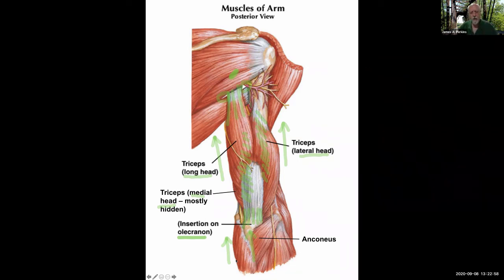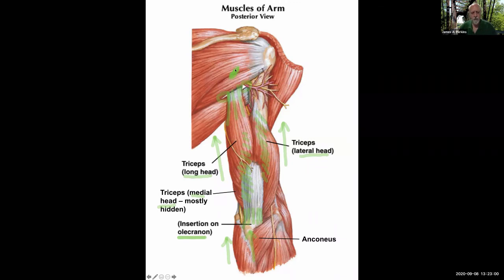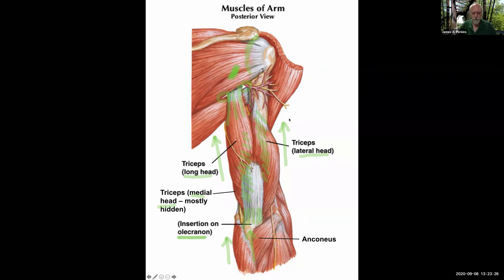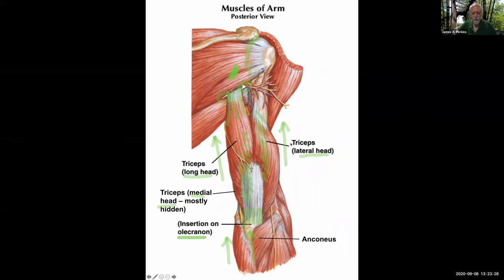The long head, because it is attaching to the scapula, so technically it is crossing the glenohumeral joint between the scapula and the humerus. But similar to the biceps, it plays a very, very small role in movements of the glenohumeral joint. It can play a very small role in pulling the humerus posteriorly, which would be extension of the humerus. But that's a very, very minor role. Its primary job is to extend the elbow.